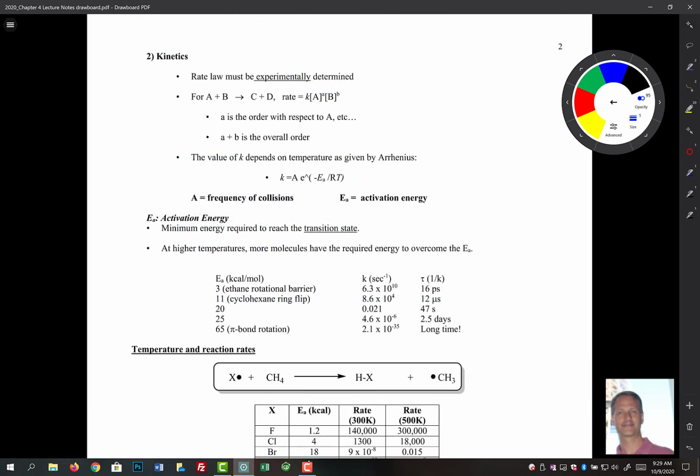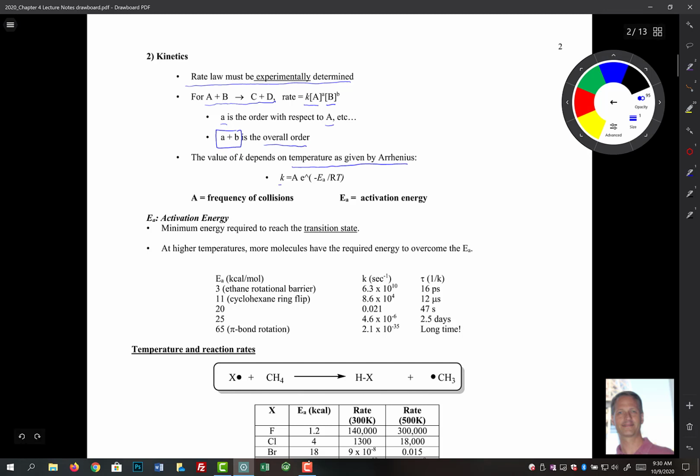So this next section is going to deal with kinetics. Remember that the rate law must be determined experimentally. A is the order with respect to A, B, so on and so forth, and the overall order is equal to A plus B. Now the value of that K value depends on temperature, as given by this Arrhenius equation.